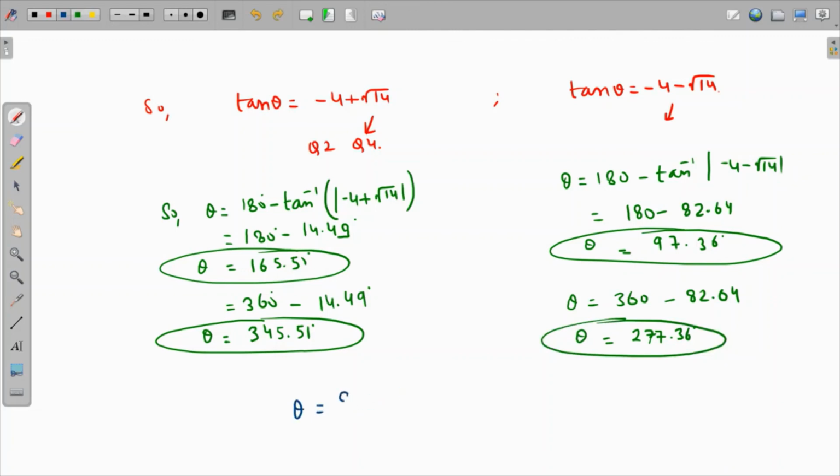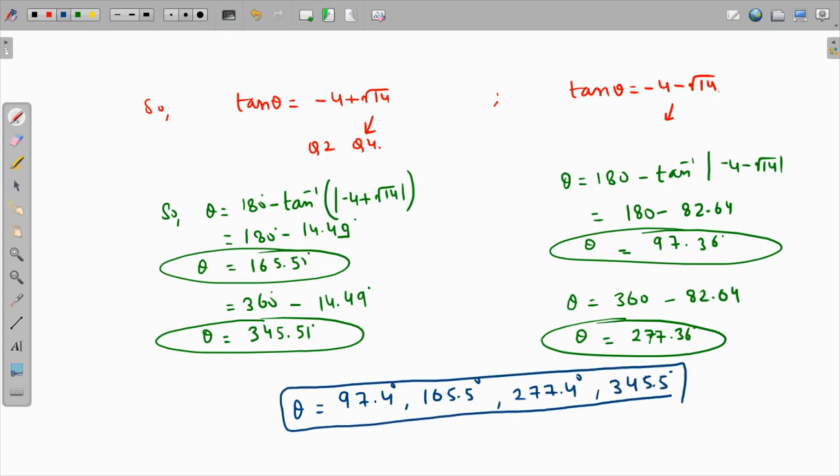So finally, up to 1 decimal place, the answer, starting from the smallest, is 97.4 degrees, 165.5 degrees, 277.4 degrees, and 345.5 degrees.